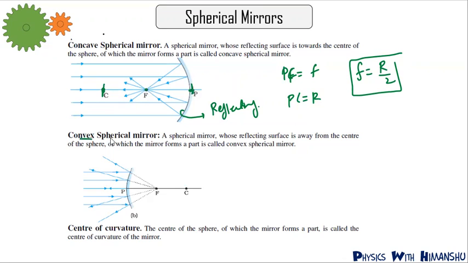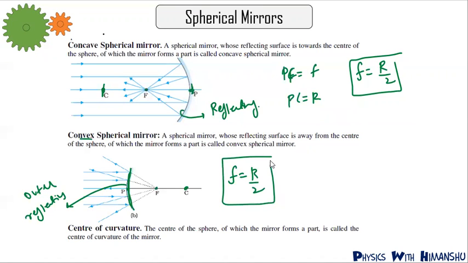Similarly, we have the convex spherical mirror. In this case, the outer side is reflecting. In concave, the inner side is reflecting. And the center of curvature is here, focus is here, pole is here. In this case also, focal length will be R by 2. But remember that in a concave mirror, the inner side is reflecting, and in a convex mirror, the outer side is reflecting.